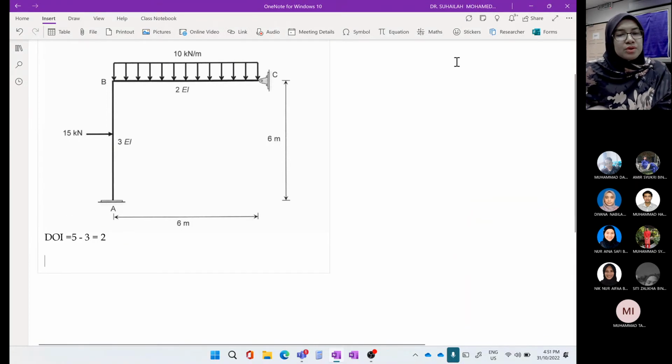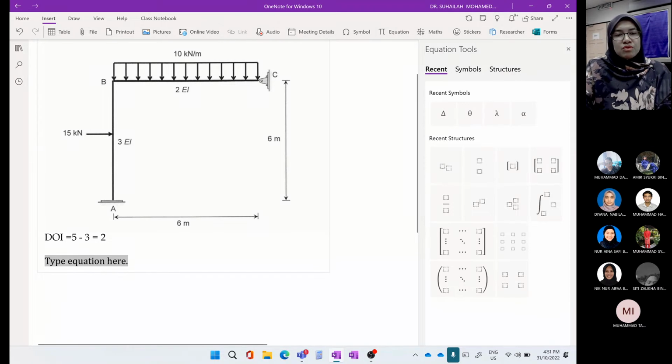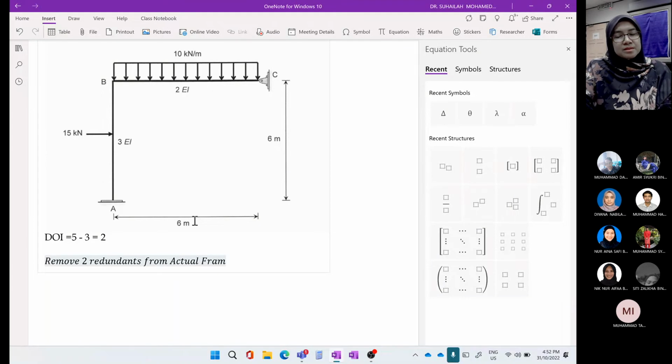From this, we know that from the 5 reactions we have to remove 2 redundant from the actual frame. If we have 1 redundant, we remove 1. If we have 3 redundant, we remove 3. Here we have 5 reactions and we remove 2.